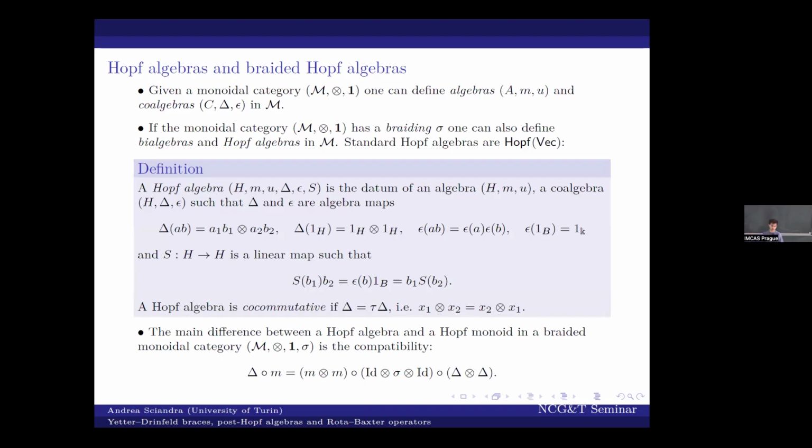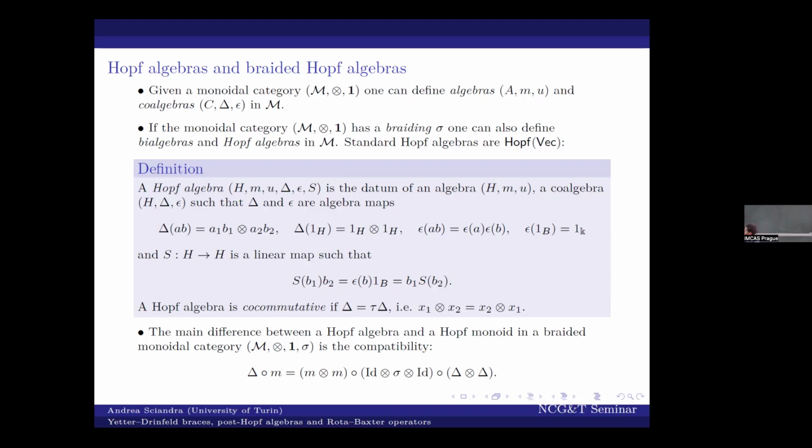Just to recall the definition, it is the datum of an algebra which is also a coalgebra, such that the coproduct and the counit are algebra morphisms, or equivalently, the unit and the multiplication are coalgebra morphisms. The first one tells you that delta is multiplicative, where A1 and A2 mean Sweedler notation, the coproduct over A, and delta is unitary. And here you have epsilon multiplicative and epsilon unitary. You also have a morphism S, which is a linear map that is a convolution inverse of the identity, so it satisfies these two conditions here.